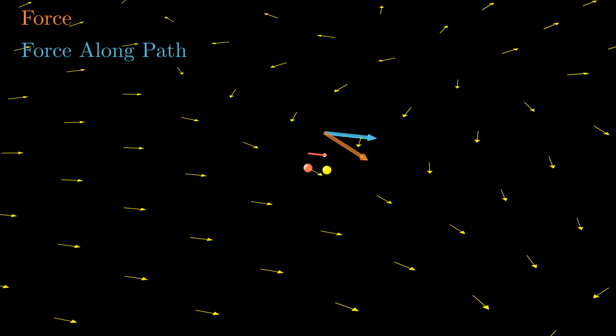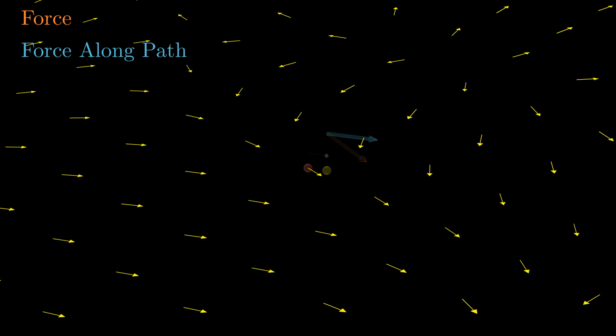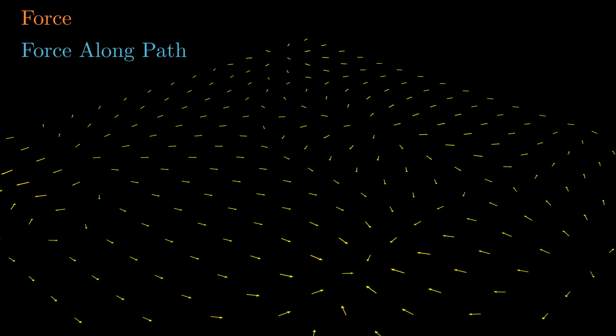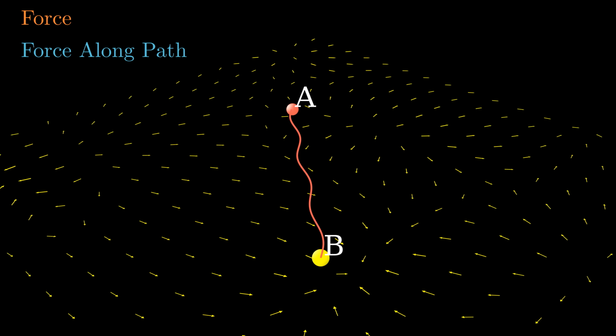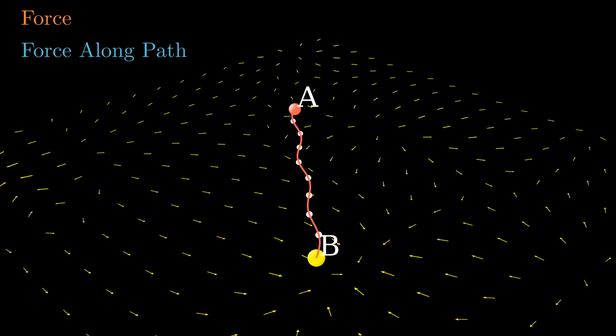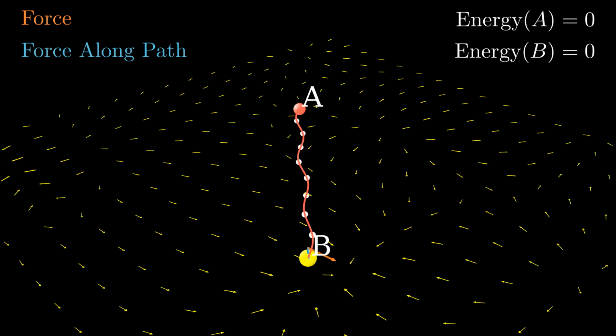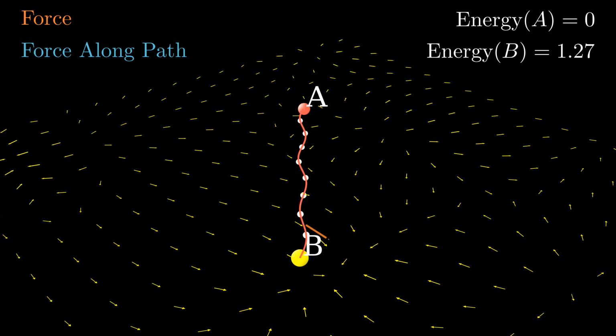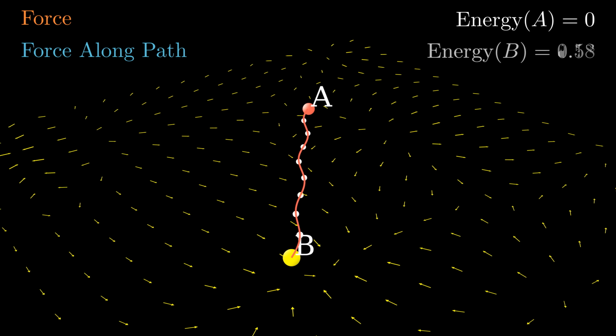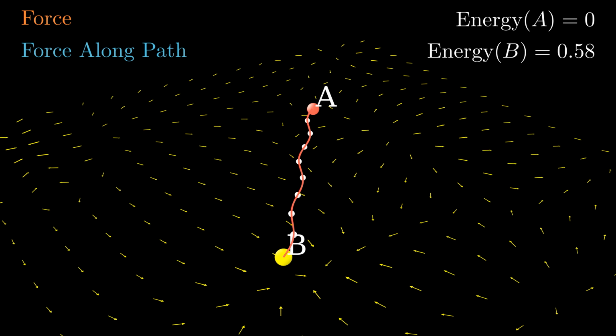And so the idea now is that we can once again choose some point A of 0 energy, and then if we want to find the energy at some other point B, we draw a path from A to B and chop it up in short segments. Then we multiply the length of each segment with the force along that segment, as in the homogeneous field, and add up all these contributions.